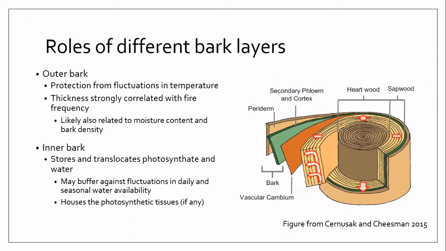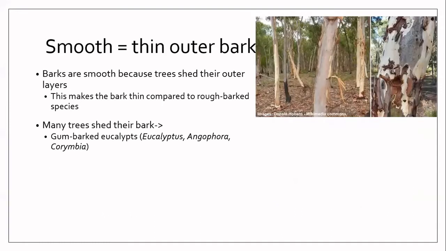houses the photosynthetic tissues. This is supposed to be a study on bark fuels, but I went down a rabbit hole with this, so you'll have to indulge me with some of these bark anatomy things. It is important for the questions. Because of the relationship between inner and outer bark and the different roles, some of the textures that we observe can be indicators of life history strategies.